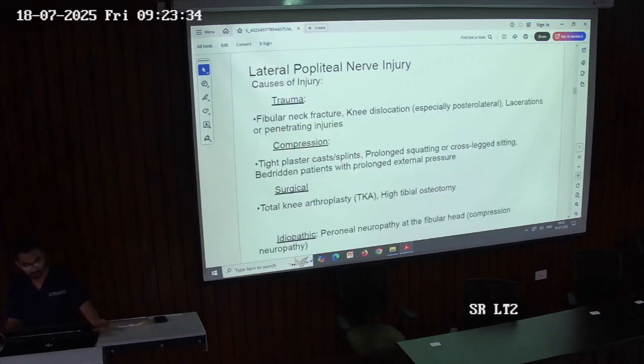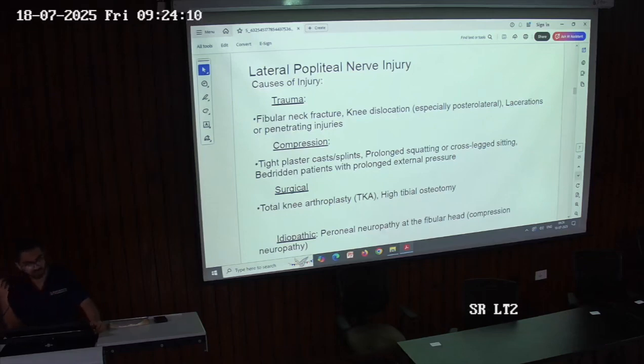Now, as we are discussing the injury, what will be the cause of this injury? As I told, trauma, right? As I told, the fibula fracture, so trauma. Then knee dislocation. The neck of fibula, the head of fibula is very much around the knee joint, right? So the knee dislocation, especially the posterior lateral one, and laceration, penetrating injuries, any injury in and around the knee joint, in and around the proximal aspect of the leg, can cause lateral popliteal nerve injury or the common peroneal nerve injury. Compression.